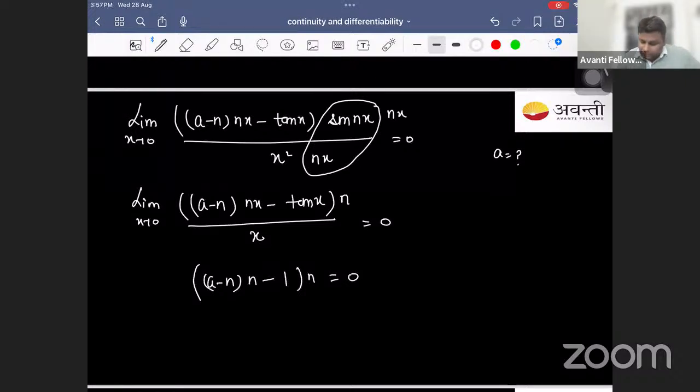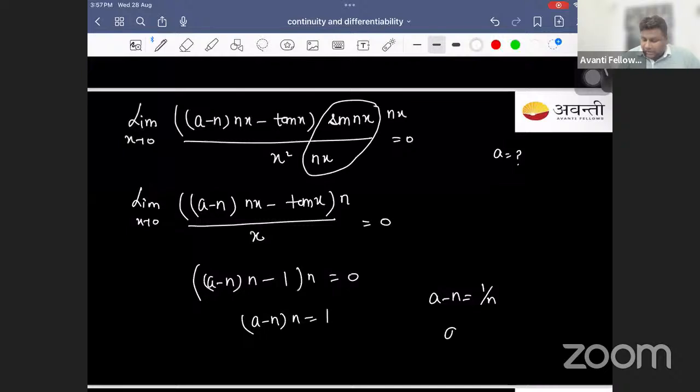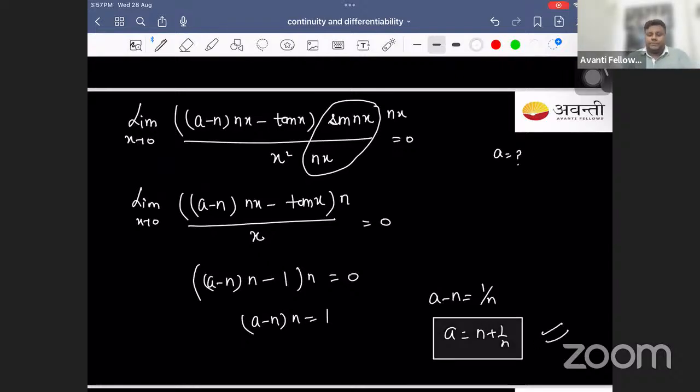Got it? So n goes to 0. So (a minus n) into n equals to 1. So a minus n is 1 by n. So a equals to n plus 1 by n. This is your answer. All right.